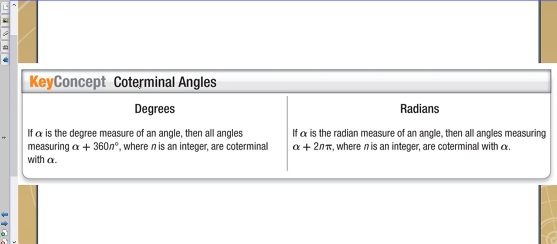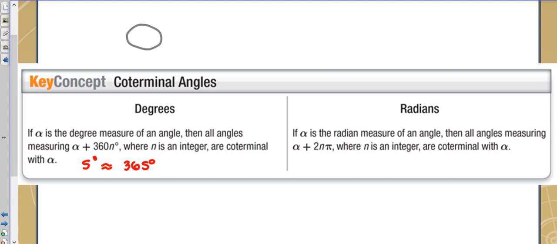I said coterminal just means that the angles end in the same place. So it says this symbol here is the degree measure of an angle, then all angles measuring that same degree plus 360 times n, where n is any integer, are coterminal. Here's what that's saying. If you had an angle that's 5 degrees, that is coterminal with the angle 365 degrees.